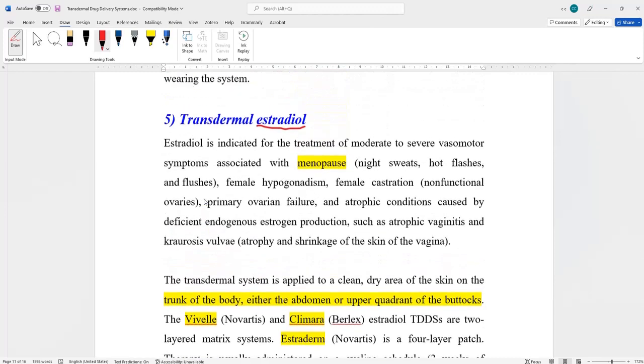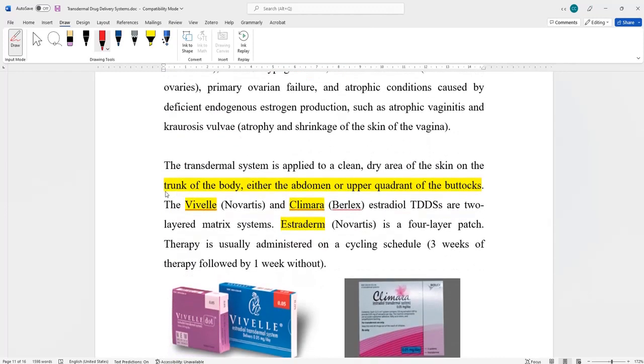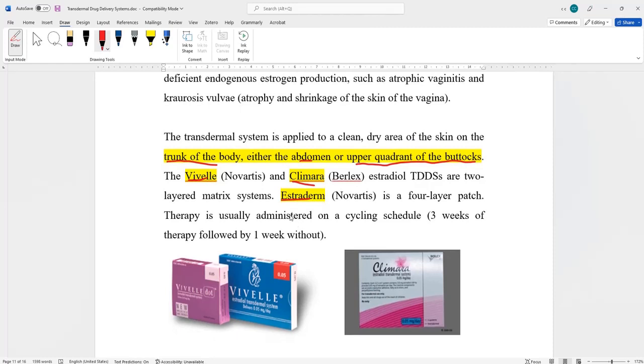Where this patch will be applied, it will be applied to the trunk of the body, meaning in the abdomen or the upper quadrant of the buttocks. Examples are Vivelle, Climara, Estraderm. These are examples. Now how the therapy is managed, it will be applied every 4 weeks. It will be applied for 3 weeks and then 1 week off.